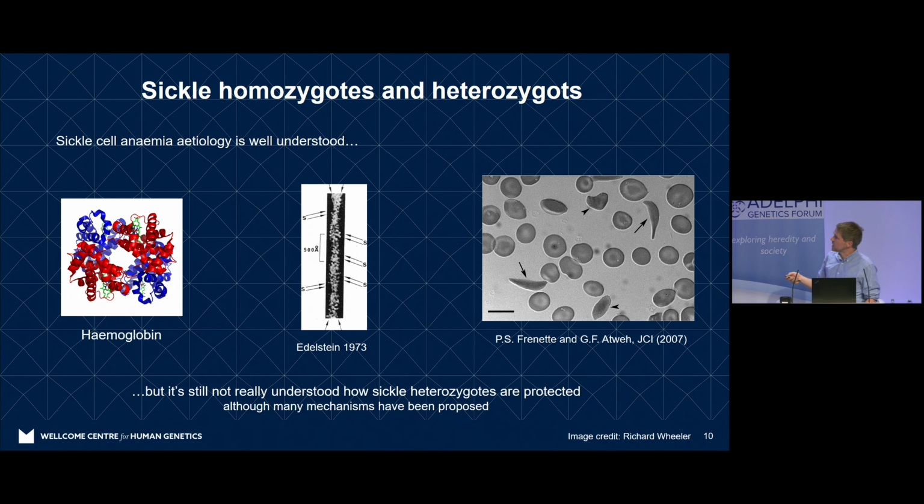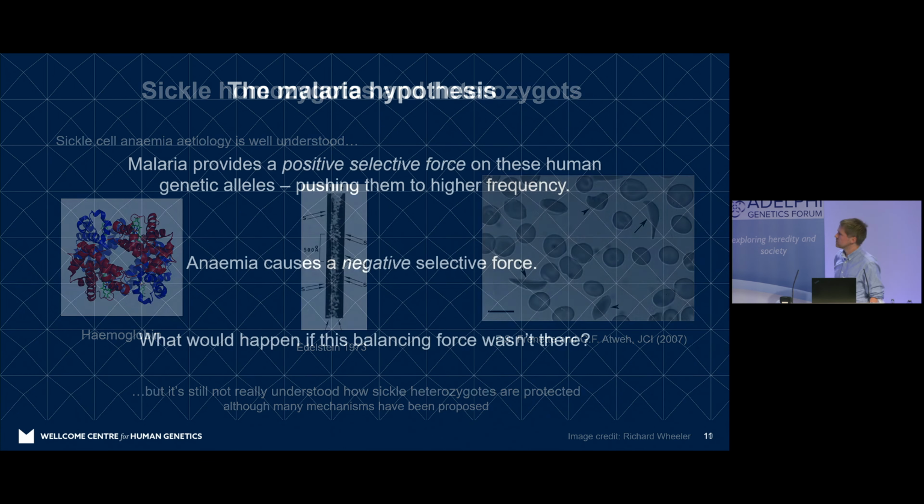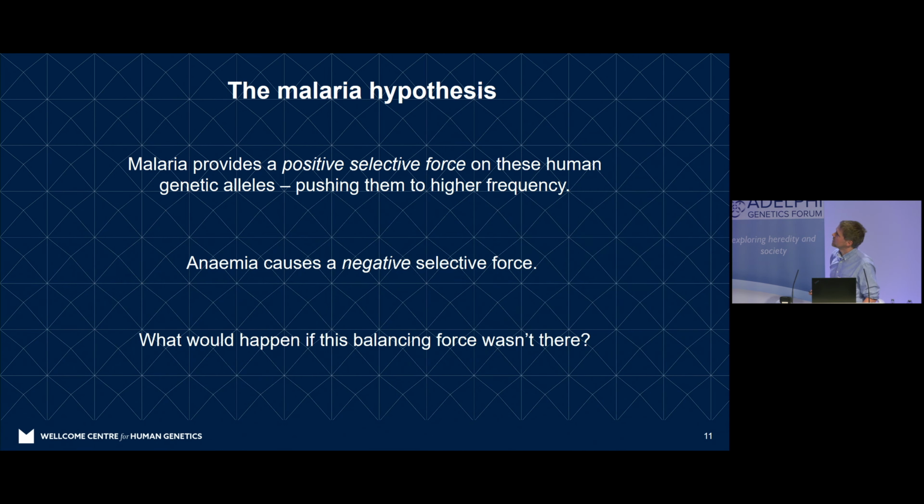All right, so I just want to emphasize here that although that etiology is pretty well understood, it's not really understood how sickle heterozygotes, how sickle trait, is protected against malaria. There are several hypotheses for how that works, but it's not really clear which of those is primary or whether there are other things going on. That's a topic I'll come back to a bit later on in my talk. Okay, so the malaria hypothesis: malaria pushing alleles to higher frequency and then something against it pushing them to lower frequency.